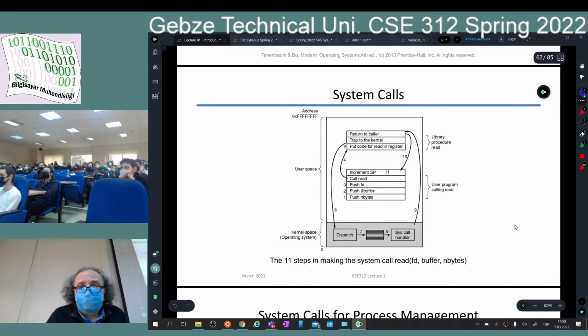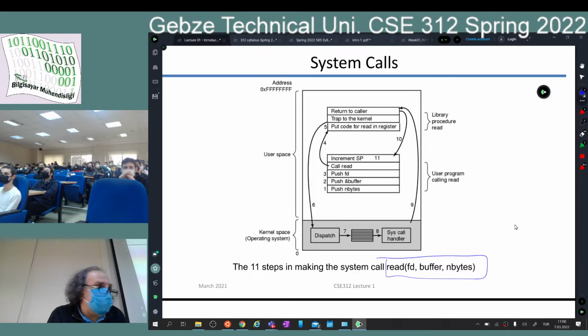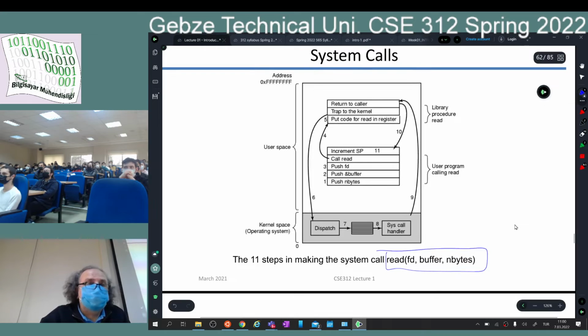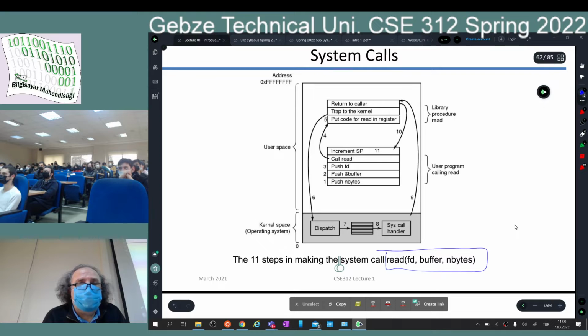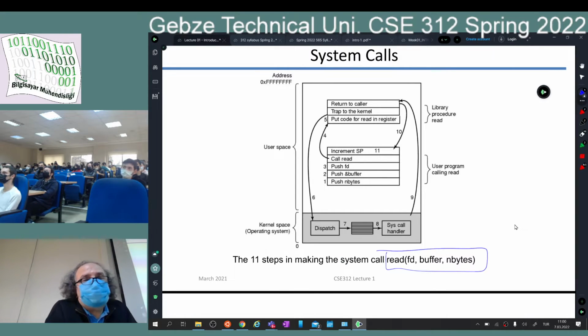So we talked about system calls. Let's remember that. Read is a simple C library call: read this many bytes into this buffer. What do you do when this happens? Of course, I put everything on the stack, 1, 2, 3, and I call the system library function read. The library function read cannot read it by itself. It will ask the operating system to read it.